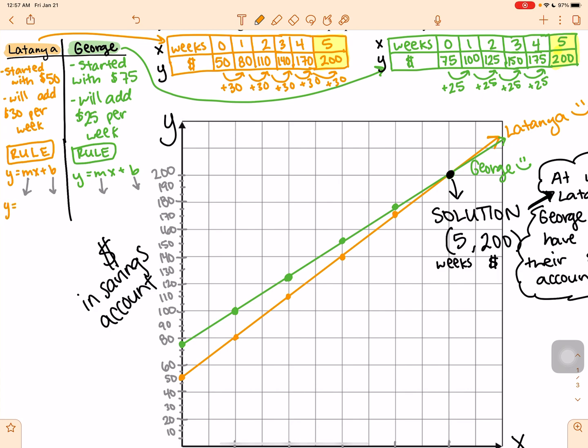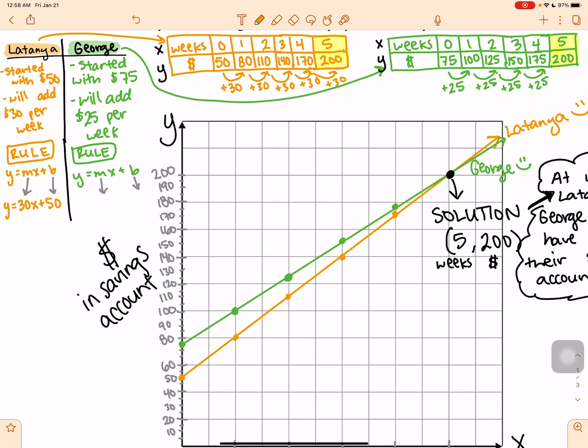So for M, what is LaTanya's growth each week? She is growing by $30, right? So it's going to be 30x. And how much money did she start with in her savings? She started with $50, so plus 50. So that is LaTanya's rule.